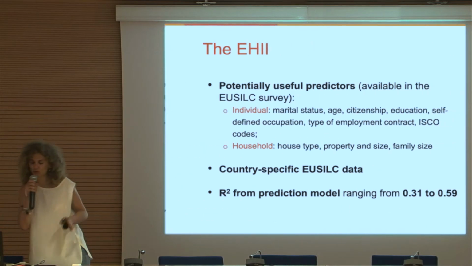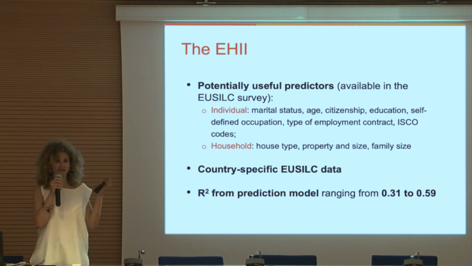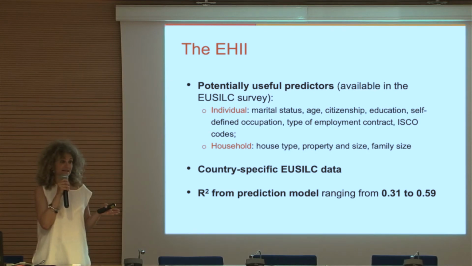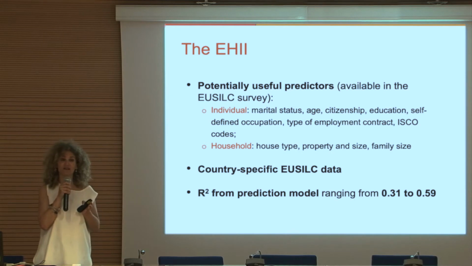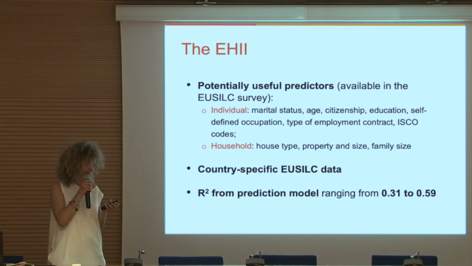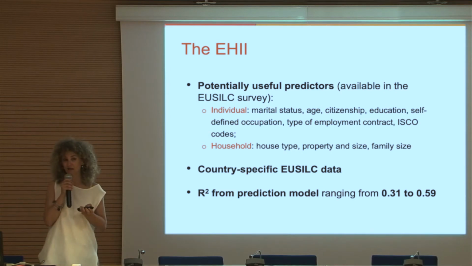How it works: we have first selected among these characteristics collecting the EHII. Sorry, I forgot to say that it's called European Union Statistics on Income and Living Conditions, EU-SILC. So in this survey, there are several characteristics. We have identified those that we think are potential predictors of income, and these are listed here, both at individual level and household level.